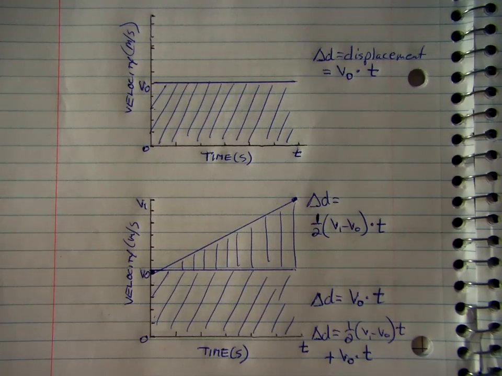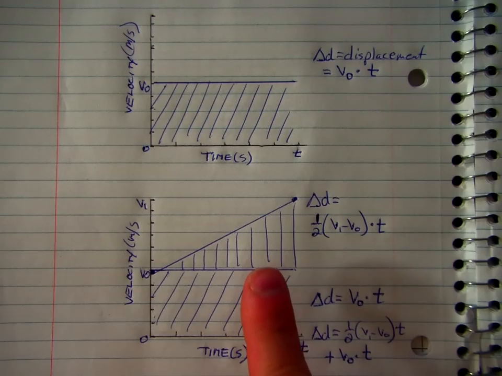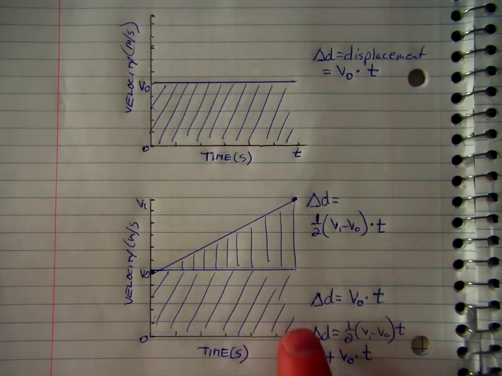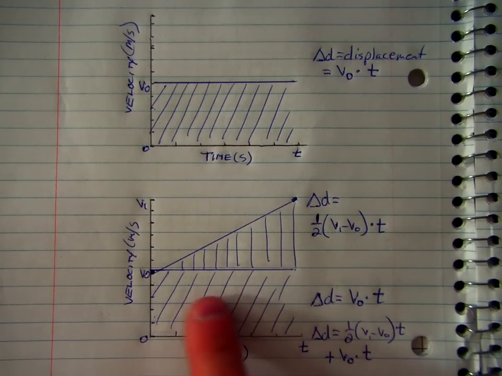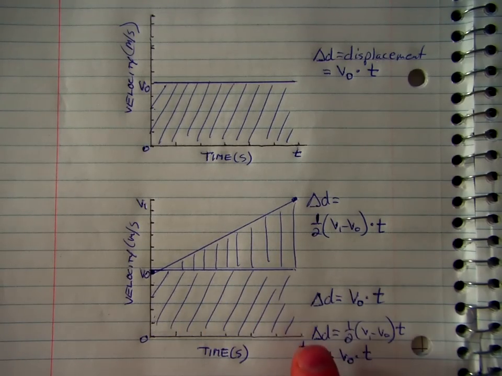Here's part 2 of our lesson. We just talked about velocity versus time graphs where the velocity is changing at a constant rate, and we've used this graph to show that the total change in position, which is the displacement delta d of an object whose motion is changing at a constant rate, is equal to the sum of the area of this rectangle and the area of this triangle. And that really just is delta d equals 1/2 (v1 minus v0) times t plus v0 times t.